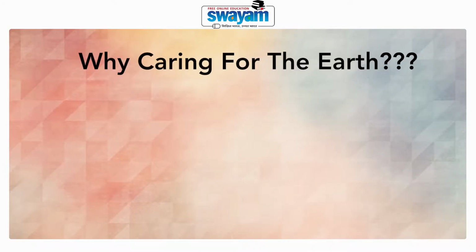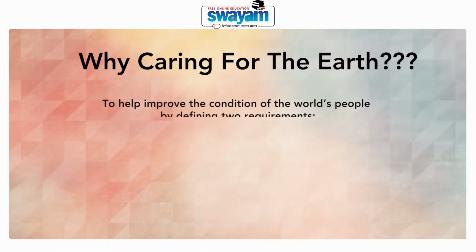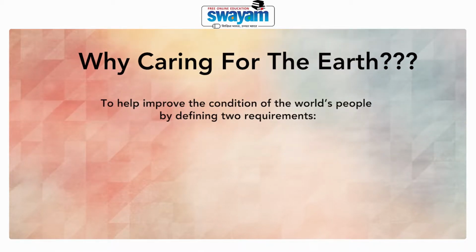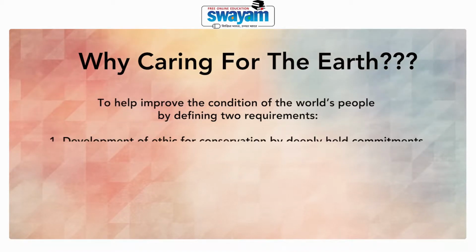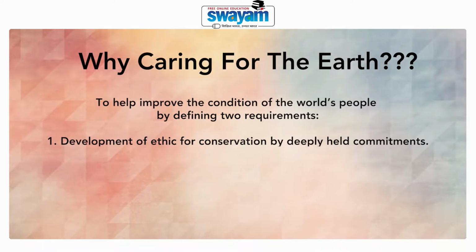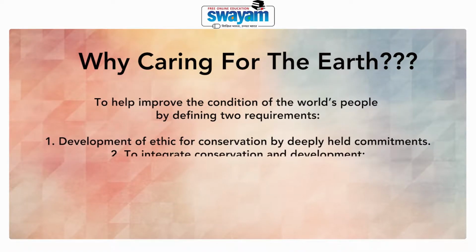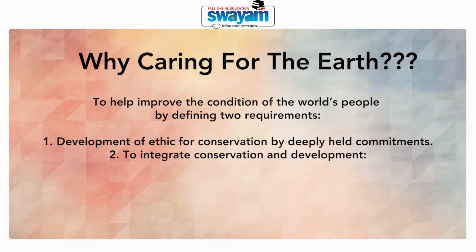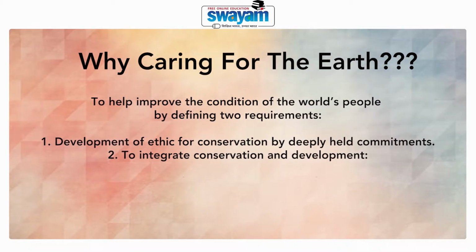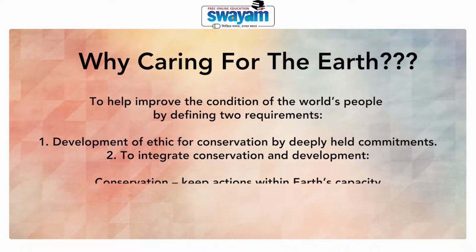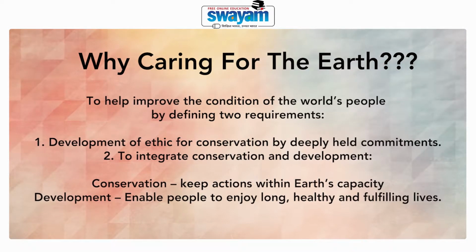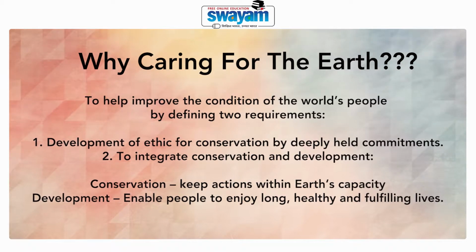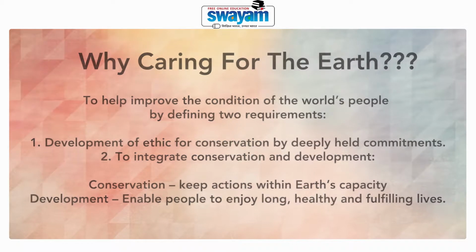The answer is that to help improve the condition of the world's people, we define two requirements. One is the development of ethic for conservation by deeply held commitments, and two is to integrate conservation and development, where conservation keeps actions within Earth's capacity and development enables people to enjoy long, healthy and fulfilling lives.